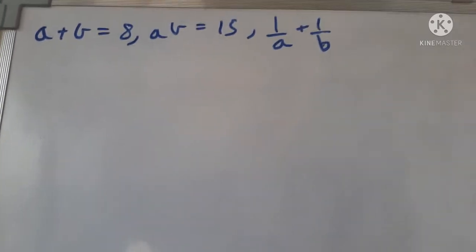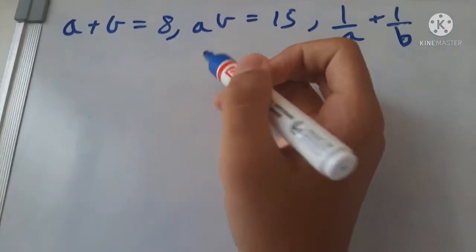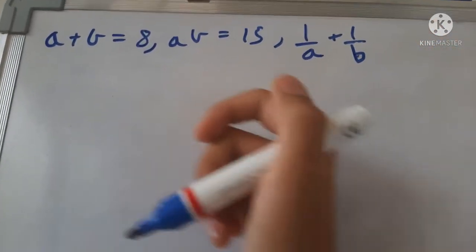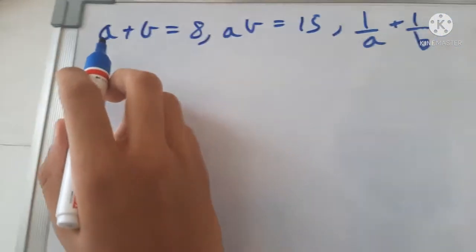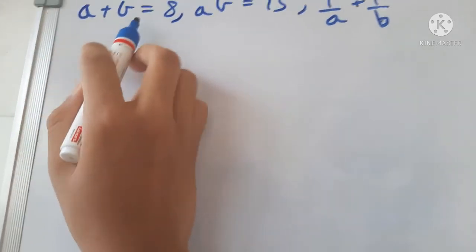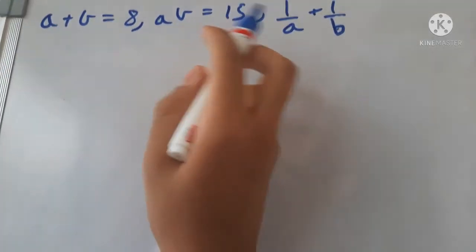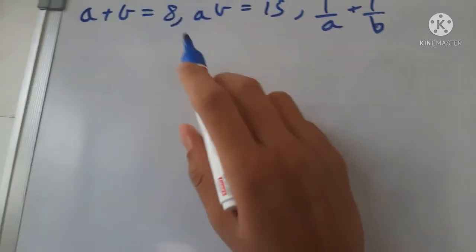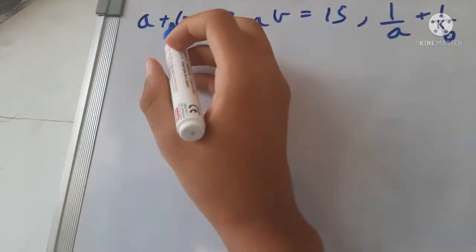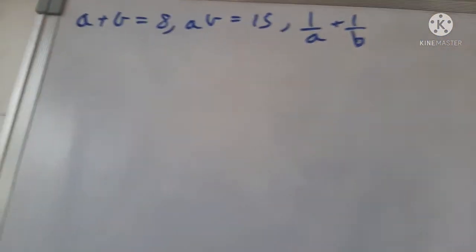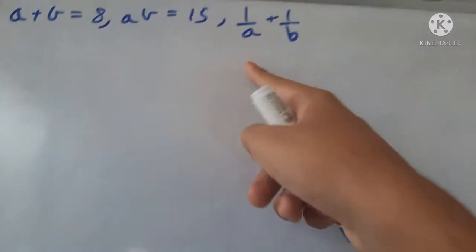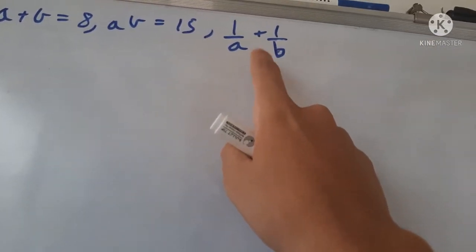So this is a question I found on the internet. It's probably in the beginning of the video, for like 3 seconds or something. It says a plus b is 8 and a times b is 15. So what is the sum of the reciprocals of the two numbers? They've said in the question itself that the sum of two numbers is 8 and the product of the two numbers is 15. Then what will be the sum of their reciprocals?